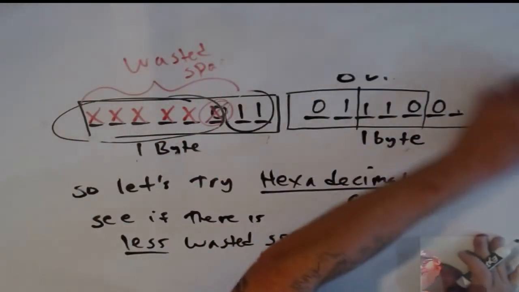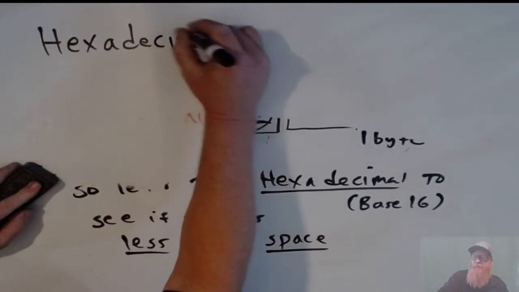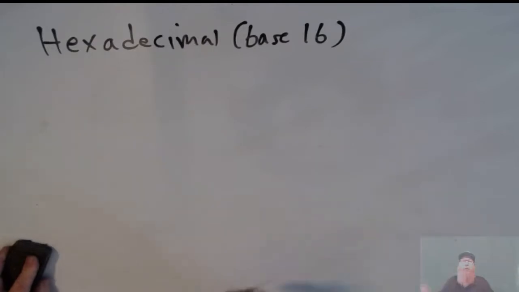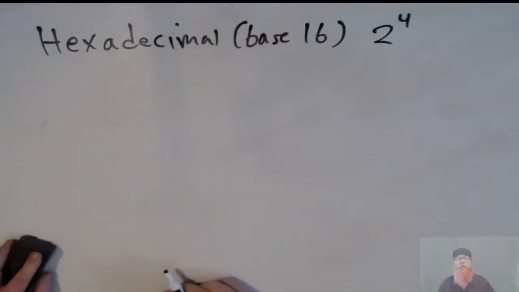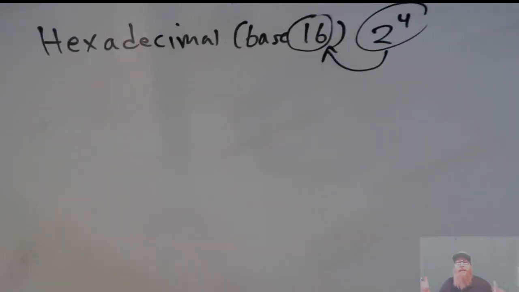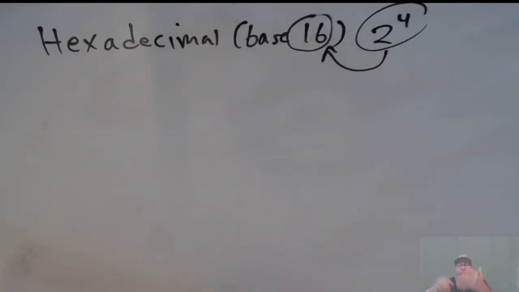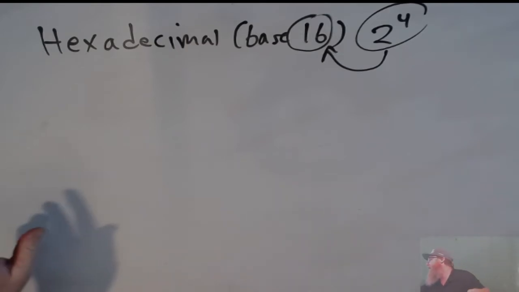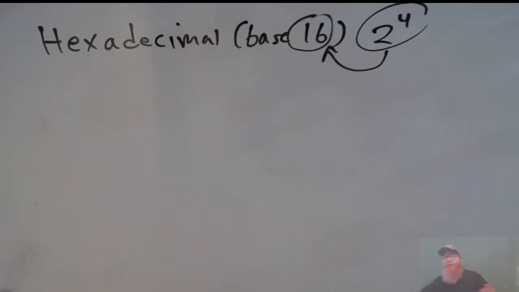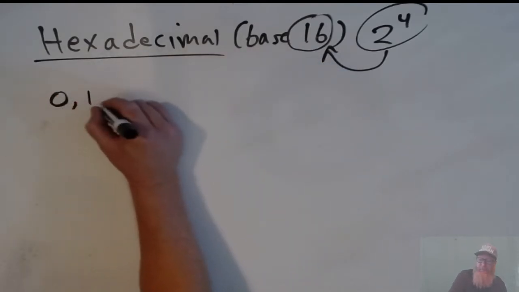So let's talk about hexadecimal. Hexadecimal is base 16. That's the next power of 2, 2 to the 4th power. Any base that is a power of 2 is going to line up nicely with the binary system, and you're going to have this nice pattern that we saw in the previous example. So hexadecimal uses 16 different symbols.